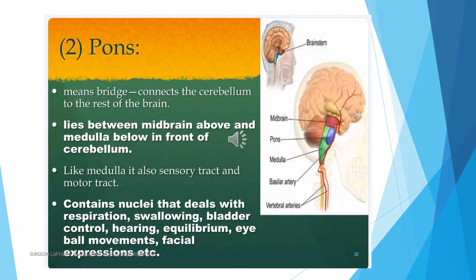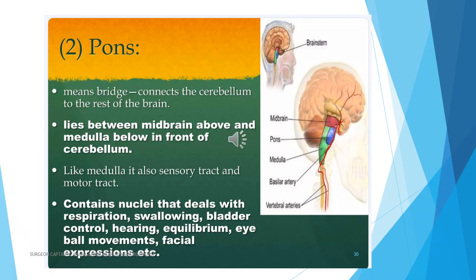Pons, the bridge of integration. Next in our brainstem journey is the pons, aptly named from the Latin for bridge, as it connects the cerebellum to the rest of the brain and lies between the midbrain above and the medulla below, anterior to the fourth ventricle.